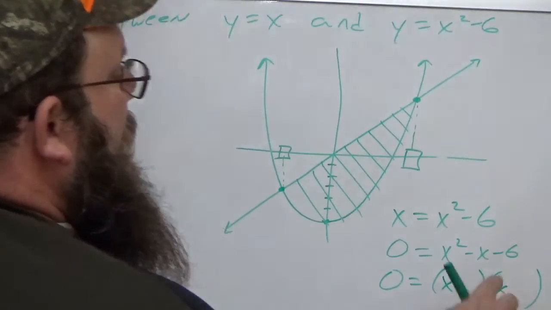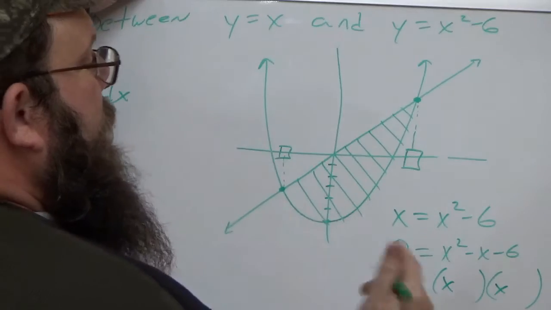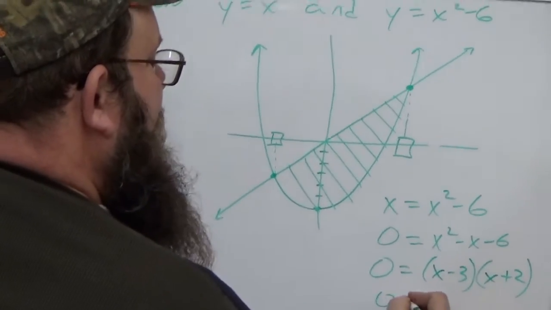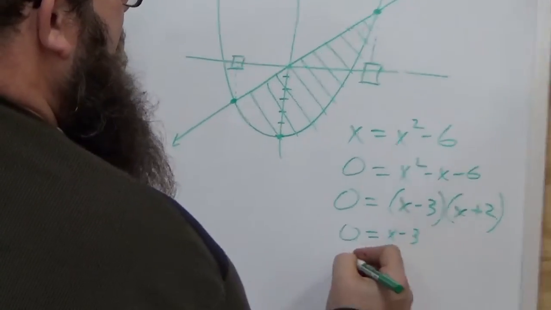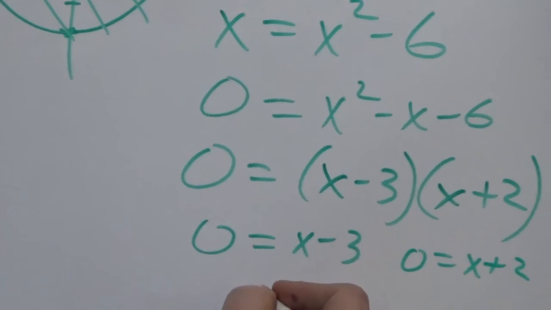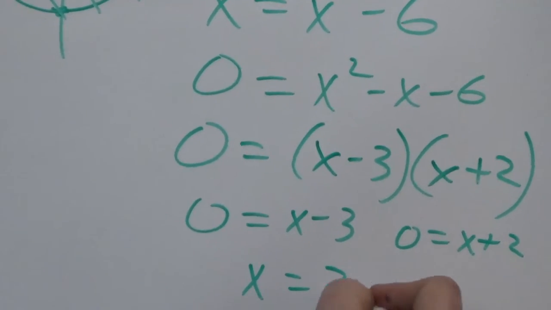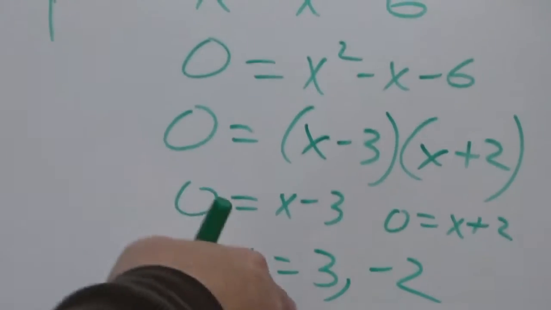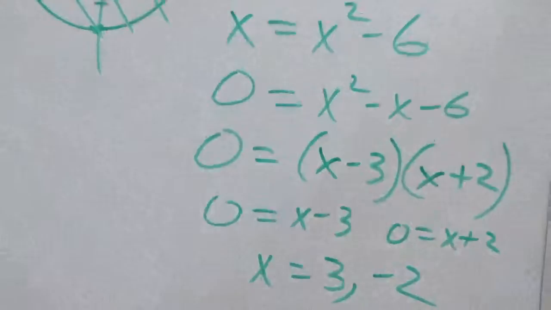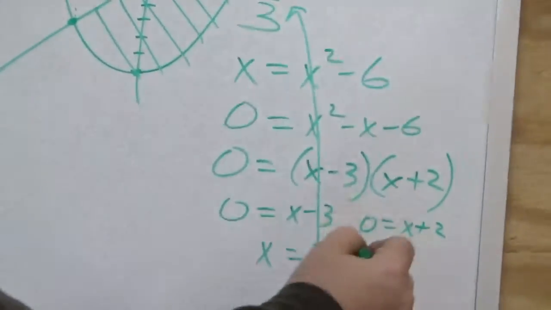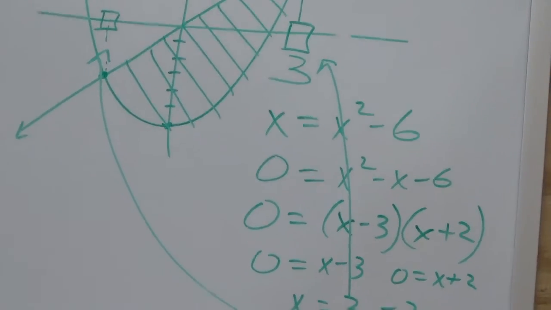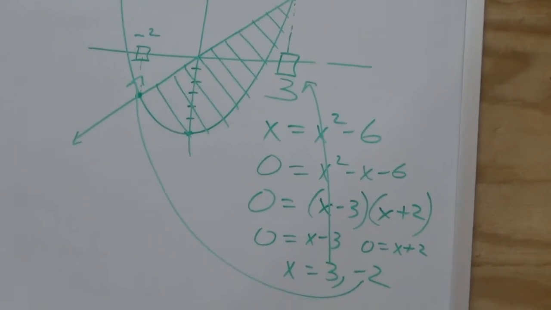Multiples of 6, let's see, how about minus 3 plus 2. And when I solve, I'm going to get 0 equals x minus 3, and 0 equals x plus 2, which means my values are positive 3 and negative 2. Those are the x coordinates, because it says x. So this one is 3, there's my 3 right there, and negative 2 is over here. Those are exactly the values I was looking for.